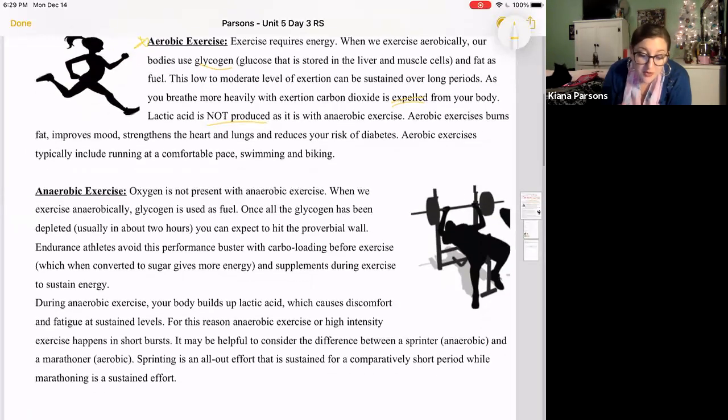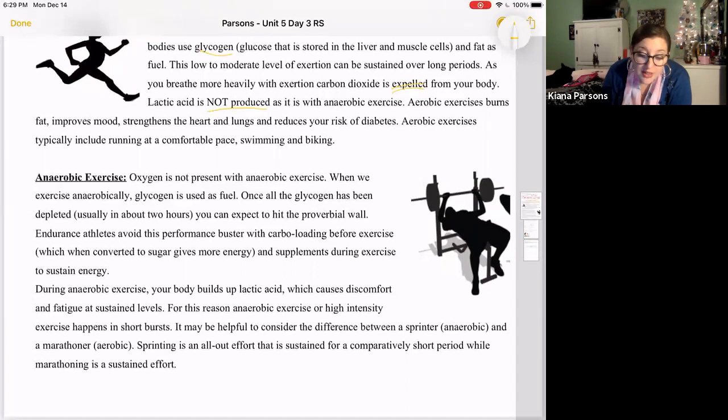Aerobic exercise burns fat, improves mood, strengthens the heart and lungs, and reduces your risk of diabetes, hypertension, and heart attack. Exercise is really great for you. You should do lots of exercise, but not too much exercise. Again, we want to maintain a stable internal environment, which includes a moderate exercise routine.